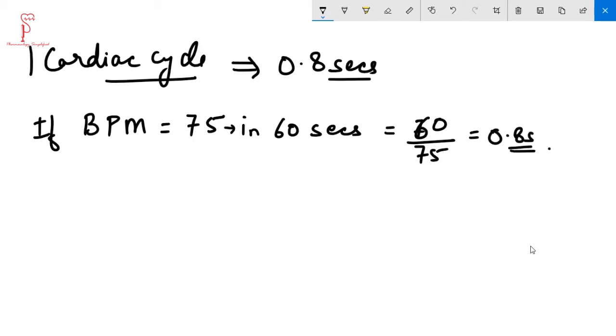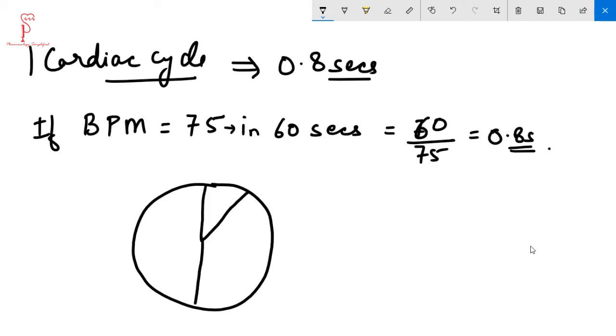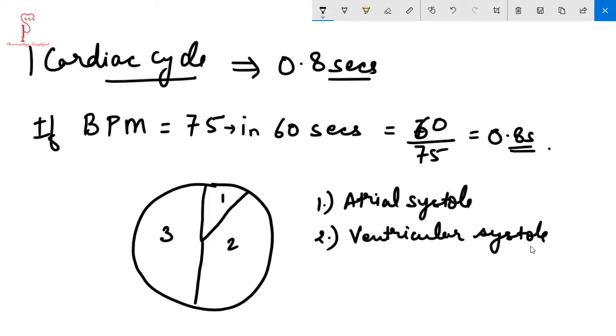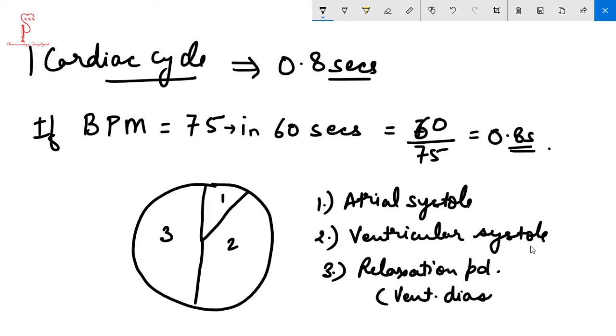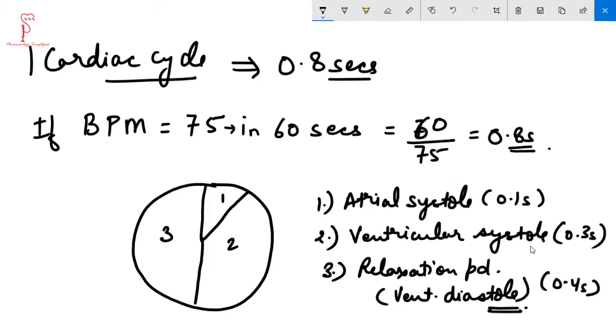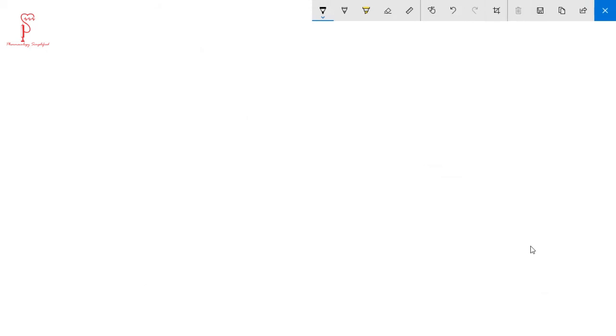If we look at the cardiac cycle, we can divide it into three phases. First is the atrial systole, second is the ventricular systole, and third is the relaxation period. Atrial systole takes about 0.1 seconds, ventricular systole takes about 0.3 seconds, and ventricular diastole, or the relaxation period, takes about 0.4 seconds. So in total this takes about 0.8 seconds per cardiac cycle. Now we will take each phase of the cardiac cycle individually.